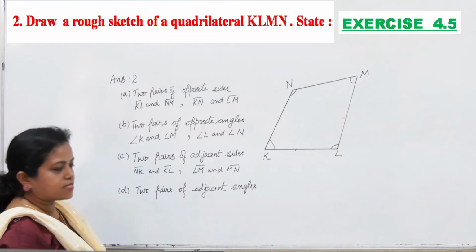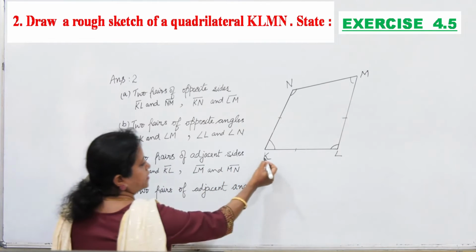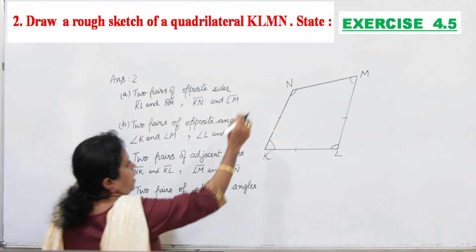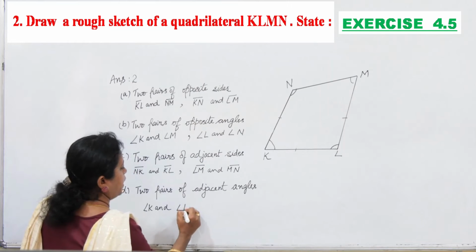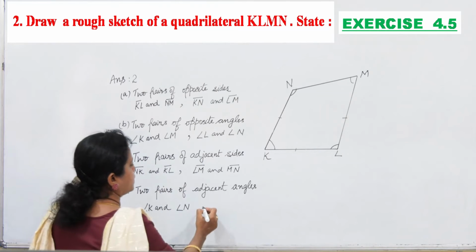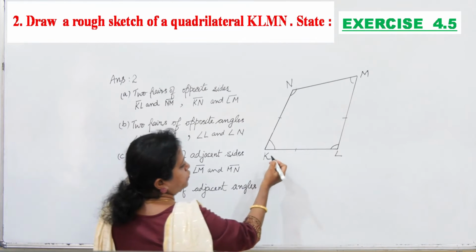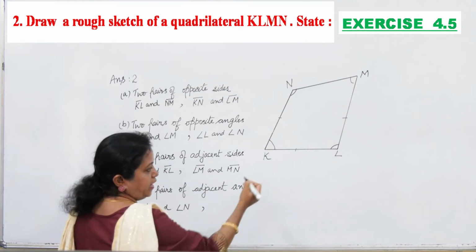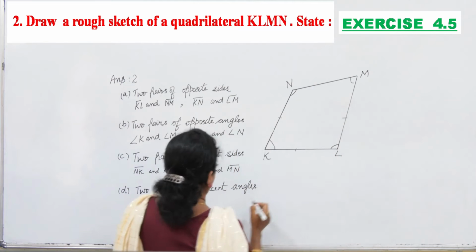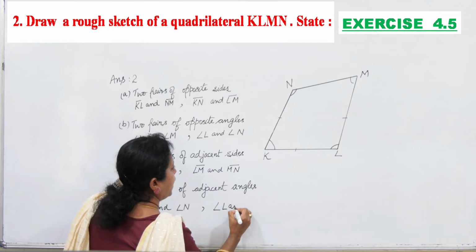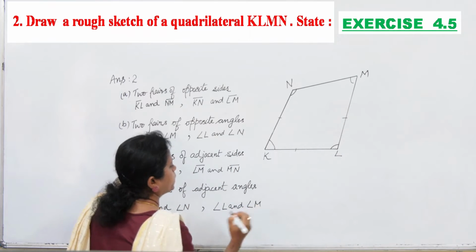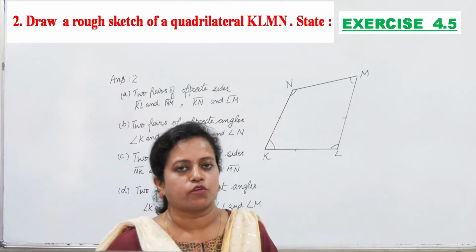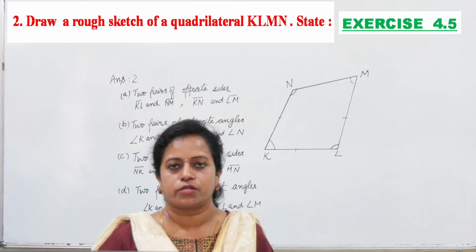2 pairs of adjacent angles. So if you take the angle K and angle N are adjacent, one pair of adjacent angles. And if you again want to take K, another pair you can write as K and L, or L and M, angle L and angle M. So we have finished with the 2 questions of the exercise. Hope you have understood, children.